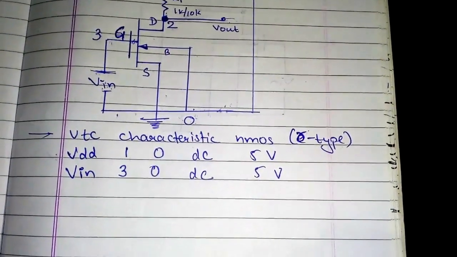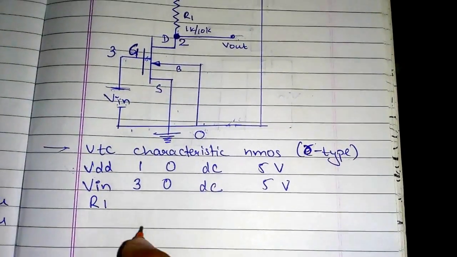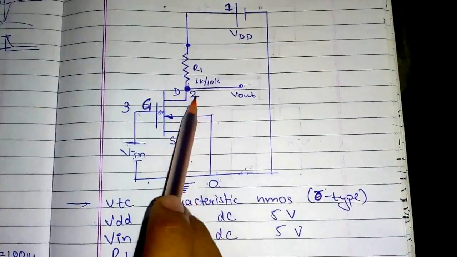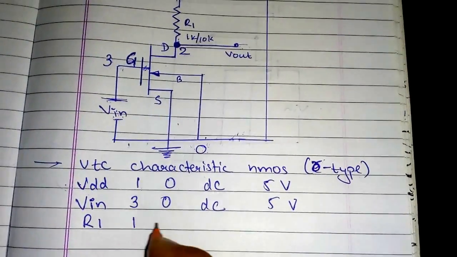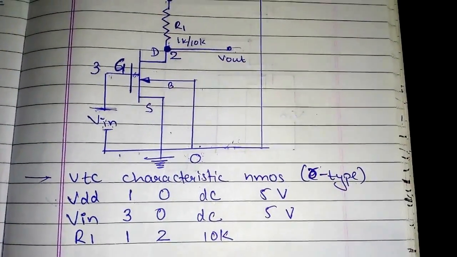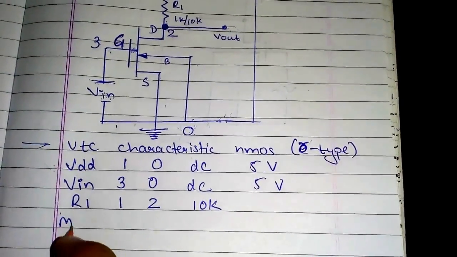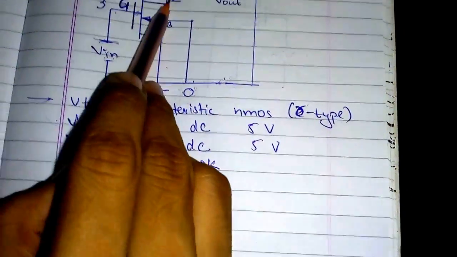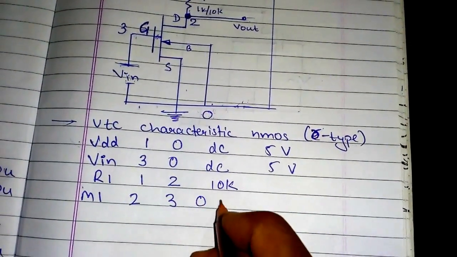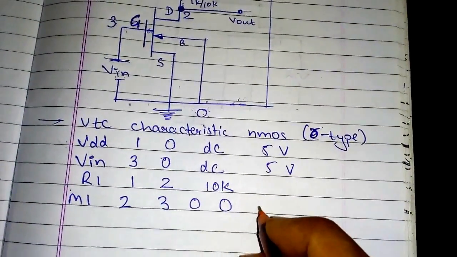The next thing I need to specify is this R1 or RL, whatever you name it. I have named it as R1. One terminal is at 1 and the second terminal is at 2, so it is between 1 and 2, and I am taking the value as 10k, where k means kilo ohms. Now for this MOSFET M1, it has drain at 2, gate at 3, source at 0, body at 0.